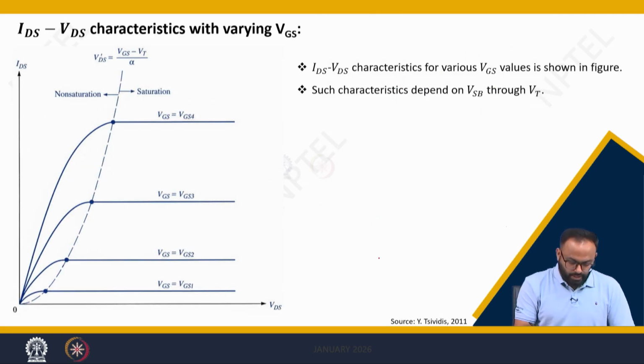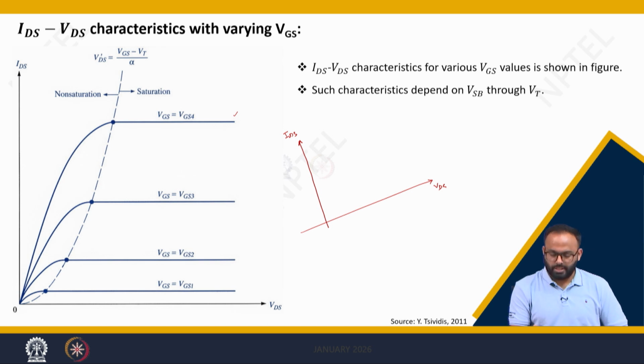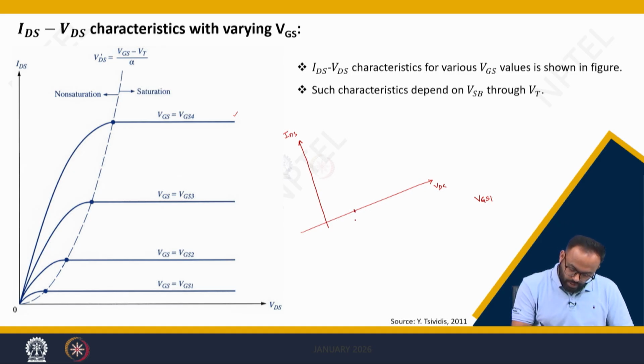Let's plot this equation again. As plotted here, I am just plotting from scratch, considering this axis is VDS and this axis is IDS for various values of VGS. Let us consider a first value of VGS as VGS1. So what is this point? It is (VGS1 minus VT) by alpha.